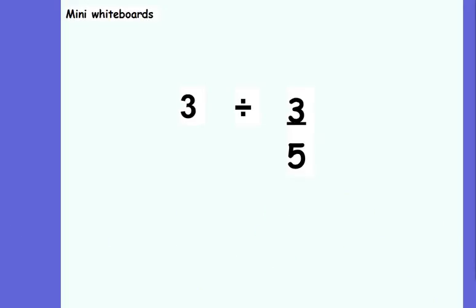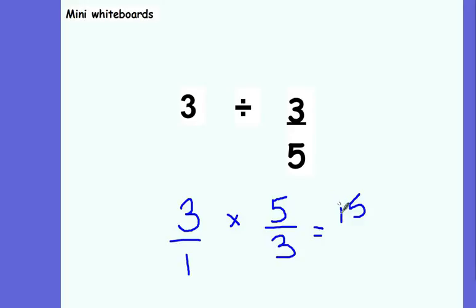How about now? Pause the video, have a little think. Let's go through it. Keep the first number, flip the second one, change the sign to a multiply, write the 3 as 3 over 1, I've got 3 times 5 is 15, 1 times 3 is 3. Freya, what's 15 divided by 3? 5, perfect.